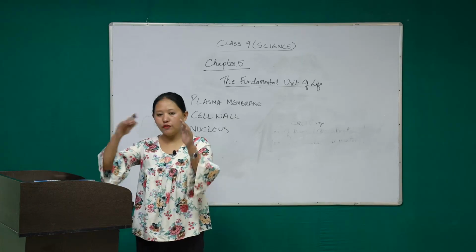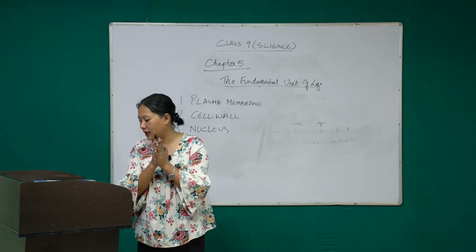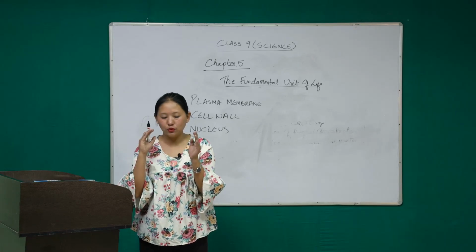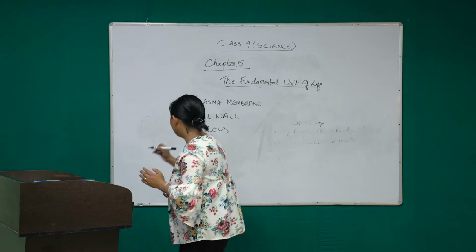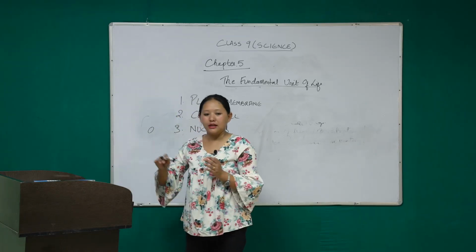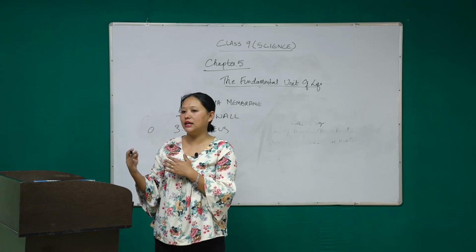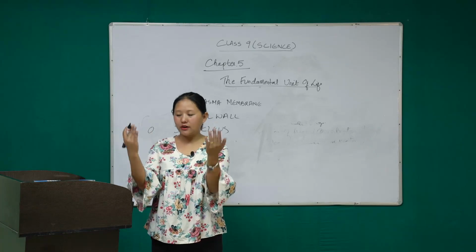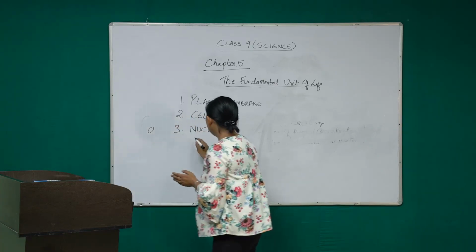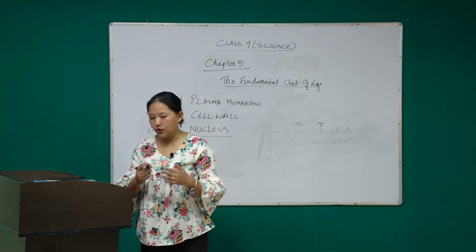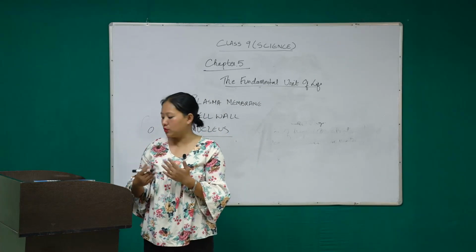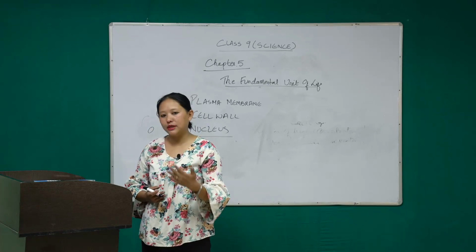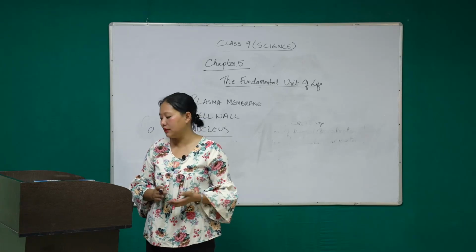If you look at the cell, you will always be able to notice a structure which is somewhat spherical in shape, located towards the center, not exactly at the center, but towards the center. That we call the nucleus. So the nucleus is spherical and located towards the center, and it is present in both plant cells and animal cells.